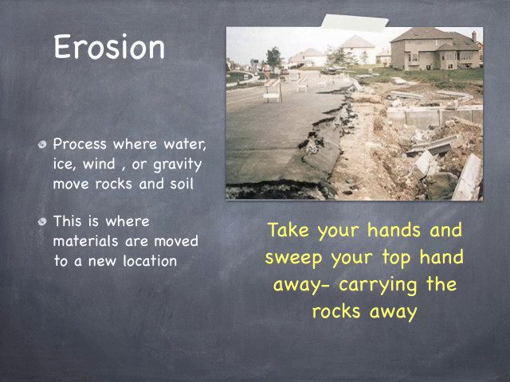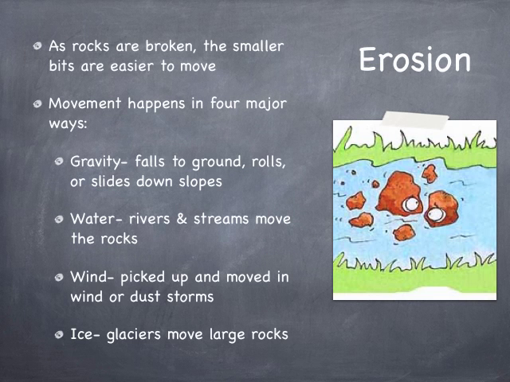Erosion. This was when we took our hand and we swept it across the palm to show that the rocks are being carried away. This is a process where water, wind, ice, and gravity move the rock and the soil to a new location. It's really specific that erosion is just the movement of the rock or the soil. There's a little picture showing you how he's moving across. As rocks are broken into smaller bits, they move easier.